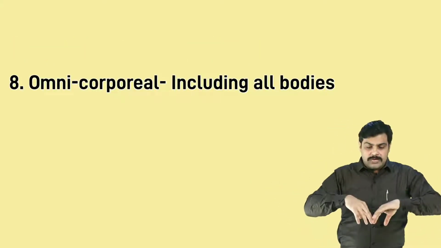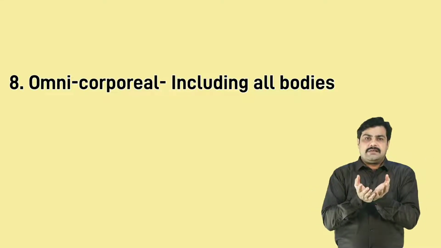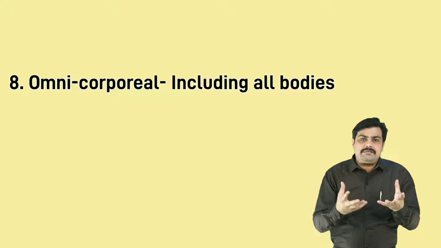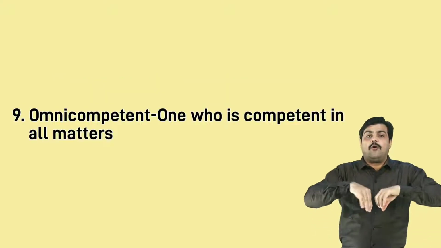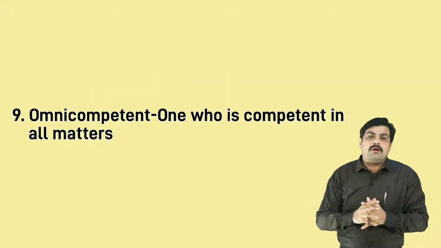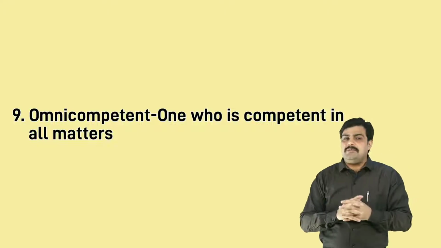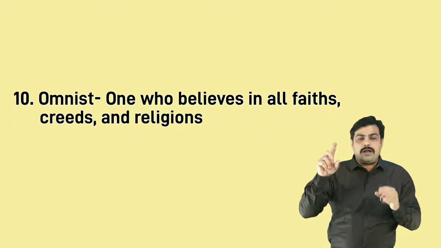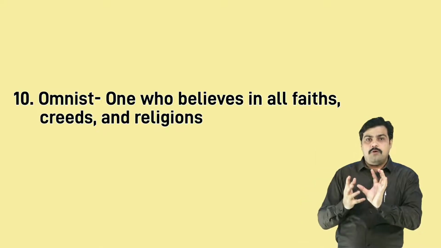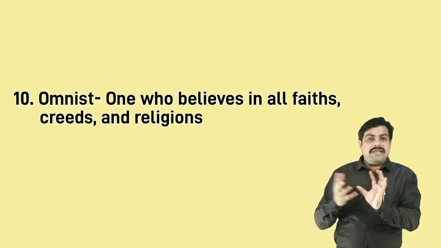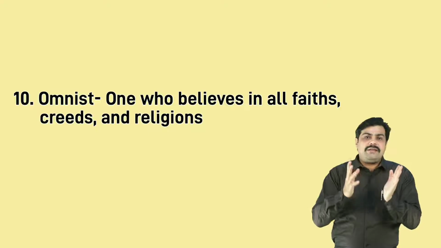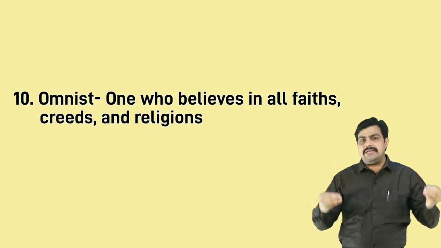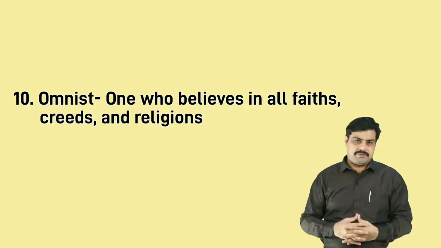Omnicorporeal means including all bodies. Omnicompetent, one who is competent in all matters, like omnipotential. And omnist, ist means one who practices, one who believes. So an omnist is a person who believes in all faiths, creeds and religions.